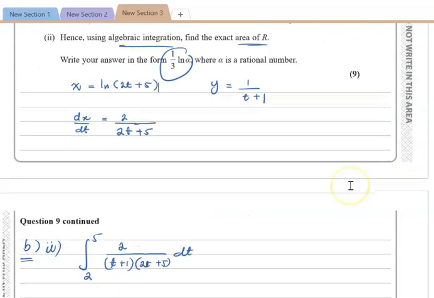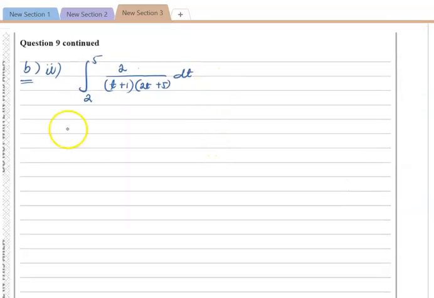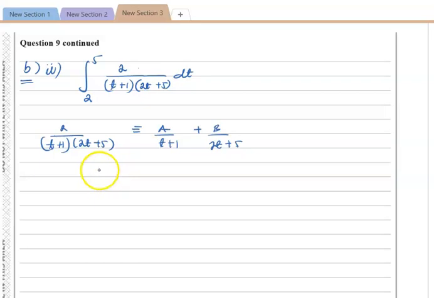Now, let us try to solve this integral. For this integral, we are going to use partial fractions. I have this written in the form of A over t plus 1 plus B over 2t plus 5. Remember, you're just looking at the numerator. That means 2 is equivalent to A multiplied by 2t plus 5 plus B multiplied by t plus 1.